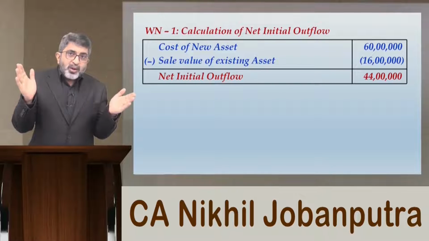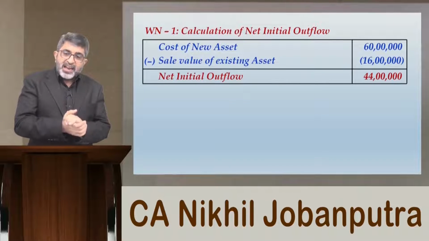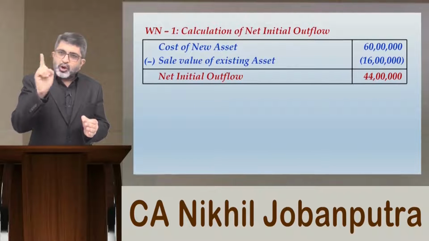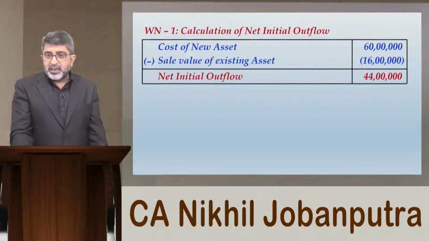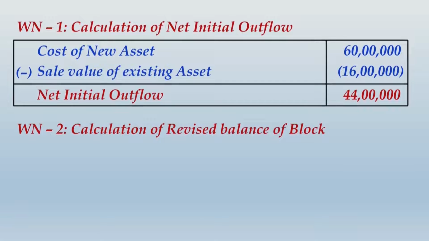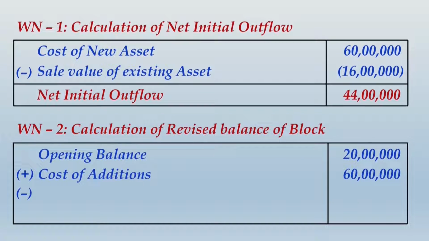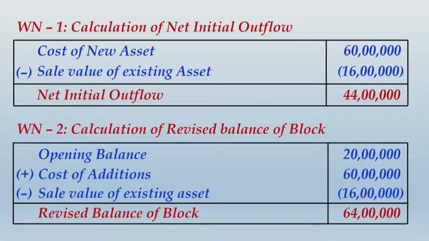So if there was no concept of block of asset, you would have charged depreciation on the cost of the new machine amounting to 60 lakhs, but because of this concept of block of asset, you will be charging depreciation not on 60 lakhs but on 64 lakhs. That is why the second working over here is very, very important. So please carefully take note of this second working note. Calculation of revised balance of block. So we start with the opening balance of block, that is 20 lakhs. Then cost of additions 60 lakhs, and subtract the sale value of the existing asset, that is 16 lakhs. The revised balance of block will be 64 lakhs.